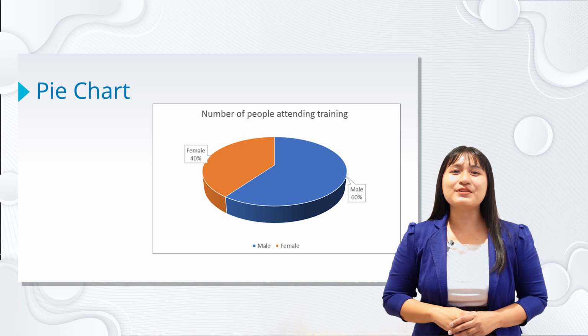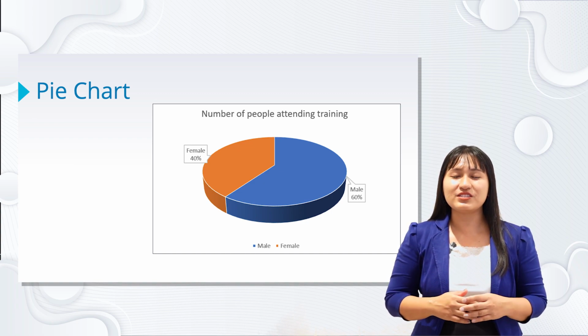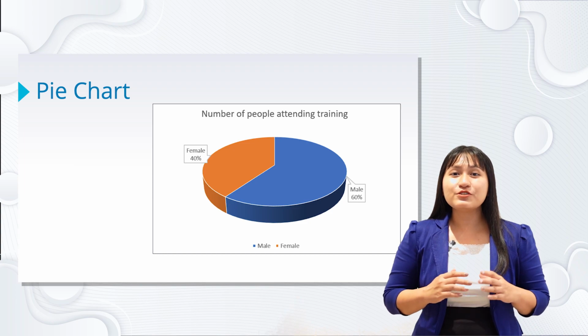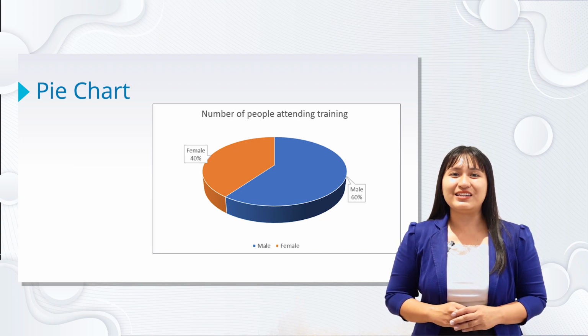And the next one is the pie chart. So here we have an example of the data presentation of the number of people attending the training. So we have 40% female and 60% male who attended the training.